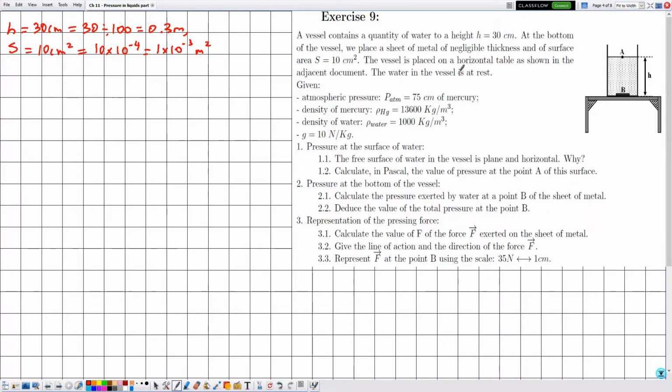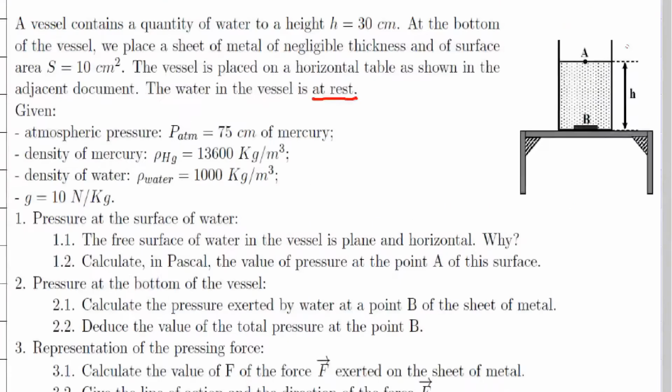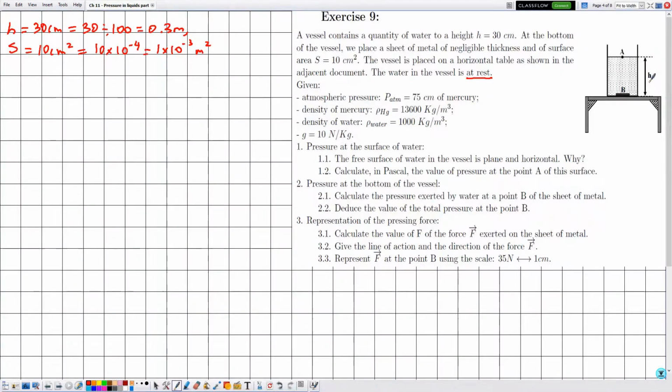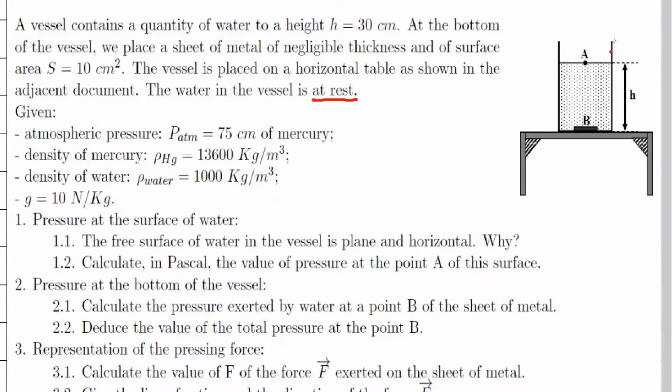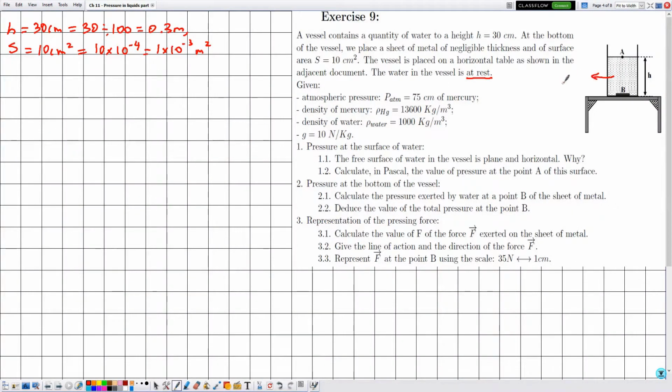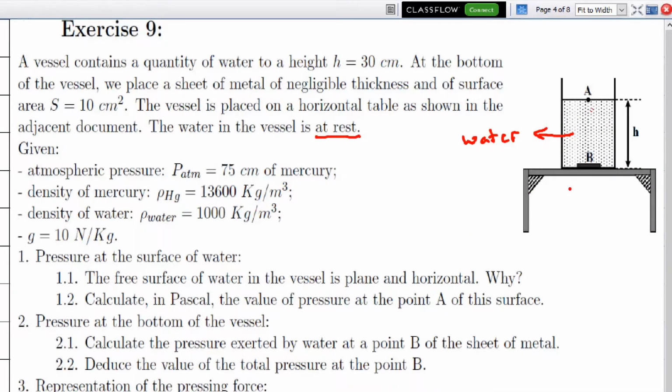The vessel is placed on a horizontal table as shown in the adjacent document. So they mentioned this document, now we can use it. The water in the vessel is at rest, for sure it is at equilibrium. So this is h, which is equal to 0.3 meters. And this is the vessel that contains water. So this shaded part is the water. And here at the bottom of the vessel, we have this sheet of metal. So this is metal at the point B. So we have a piece of metal of negligible thickness. So the thickness of this metal is negligible.